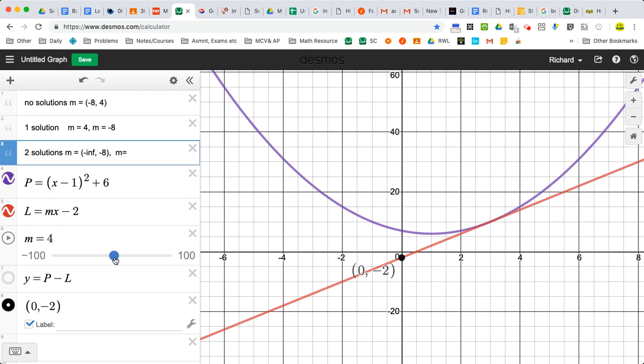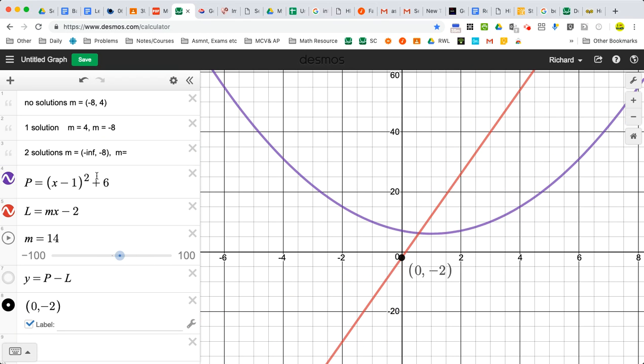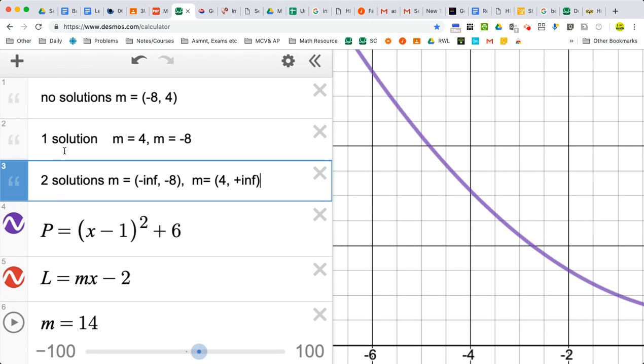we had 4 had one solution. If I then go steeper than 4, there's 6, 10, all the way up to positive infinity. So from a low point of 4 all the way up to positive infinity would generate two solutions. And so then m in this case would be the range of values from 4 all the way up to positive infinity, INF.